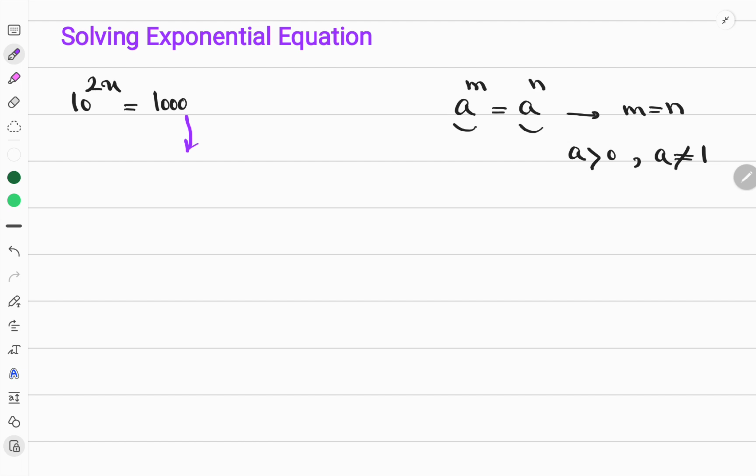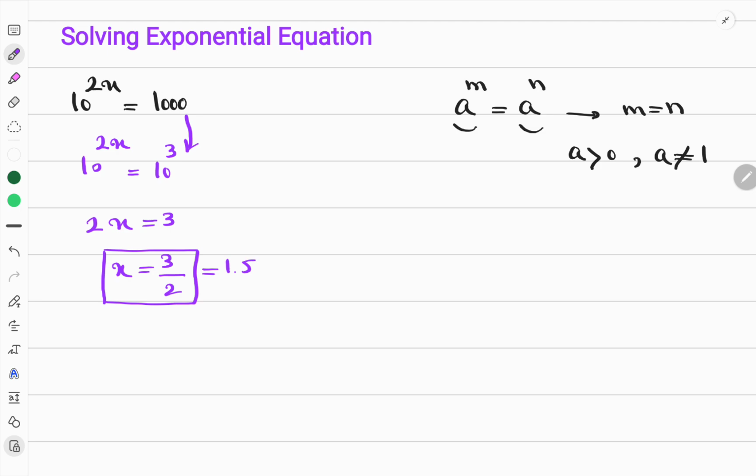You know that 1000 is 10 times 10 times 10, so you can rewrite this as 10 cubed or 10 to the power of 3, and we have 10 to the power of 2x. So according to this rule, a is 10 here, so the bases are equal, and we can equate the exponents, which means 2x equals 3. Divide both sides by 2 to isolate x, and x is 3 over 2 or 1.5. This was the first one, which was really easy.